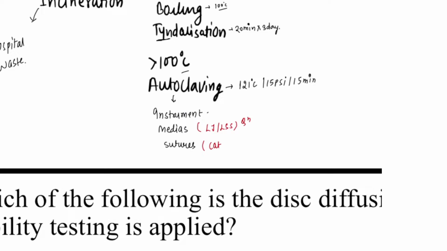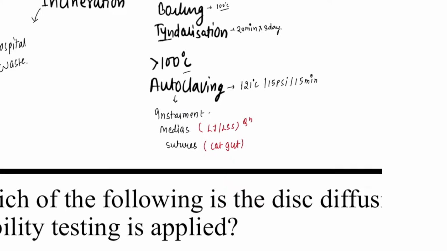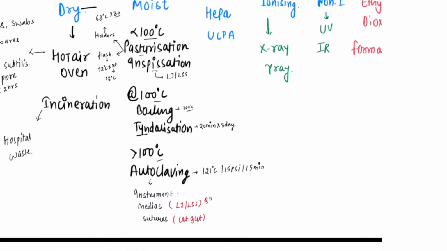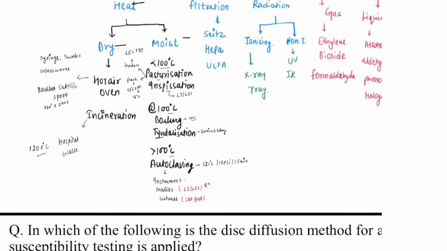These are your catgut sutures. Catgut sutures are basically coming from the gut of cat or not? Try to answer from where we are getting catgut sutures. They are not coming from the gut of cat, but from where we are getting this. Okay, so this is about the heat.